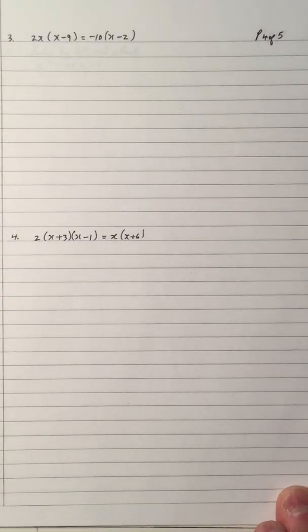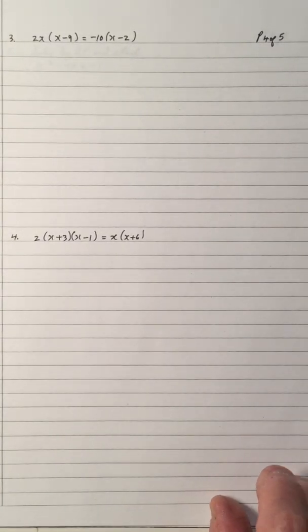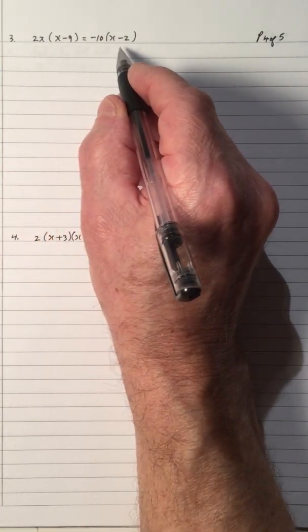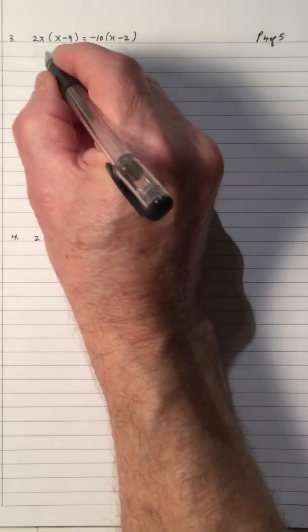Practice, practice, practice makes perfect. The more you practice, normally the better you get. So we have some work to do here. Now we have to simplify this equation first. So we multiply to get rid of brackets.